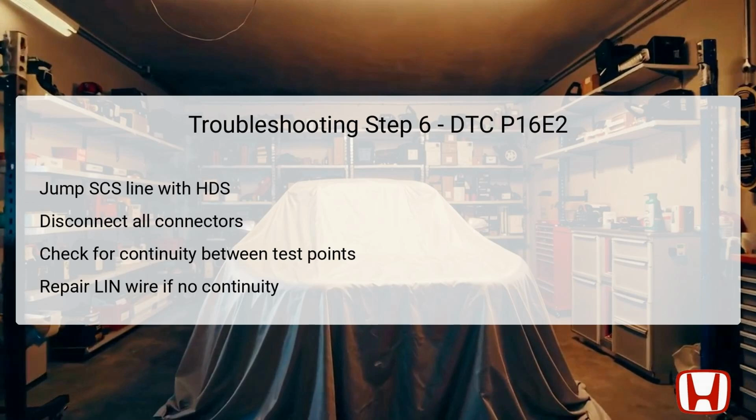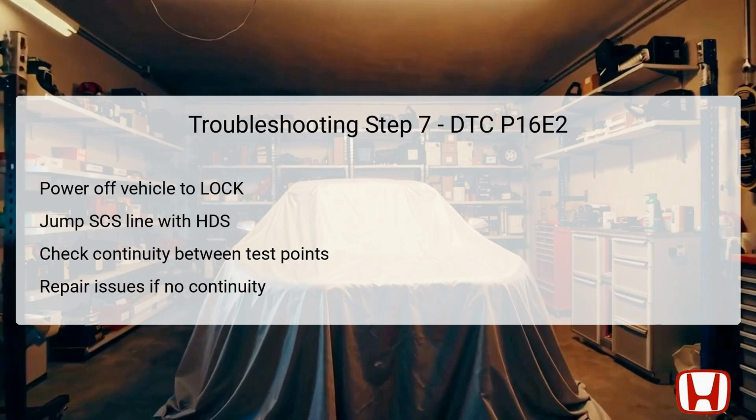If continuity exists, it confirms that the LIN communication line is intact, which allows for a re-evaluation of the PCM. If the PCM does not have the latest software, an update may be needed. However, if continuity is absent, it indicates an open circuit in the LIN communication wire between the alternator and PCM, which must be repaired to resolve the issue effectively.